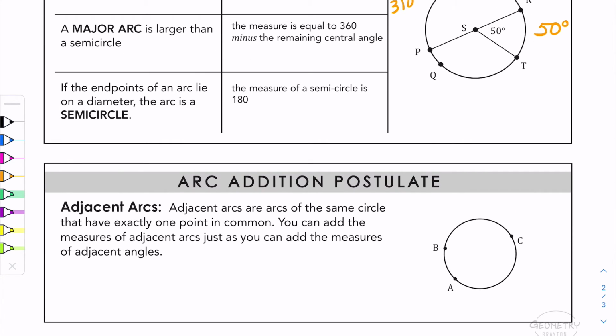So the arc addition postulate is exactly what it sounds like. It tells you that you can add arcs together. And adjacent arcs are the arcs that you add. So adjacent arcs are arcs of the same circle that have exactly 1 point in common. You can add the measure of these adjacent arcs just as you add the measure of adjacent angles. So what this is saying is, if you have arc AB with common point B and arc BC, again, we have a common point.